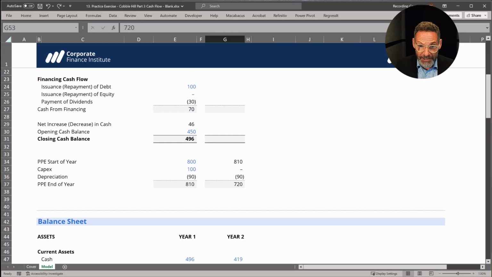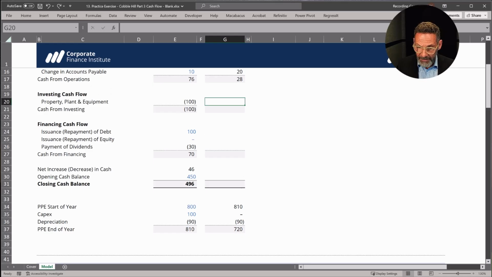Because congratulations, now all we need to do is link that number into our capex. But one of the things I'm going to flag is it's a cash outflow, and so we need to make sure it's always the right way around. So I'm going to put a negative sign there. And again, I'm going to show you why we need to do that.